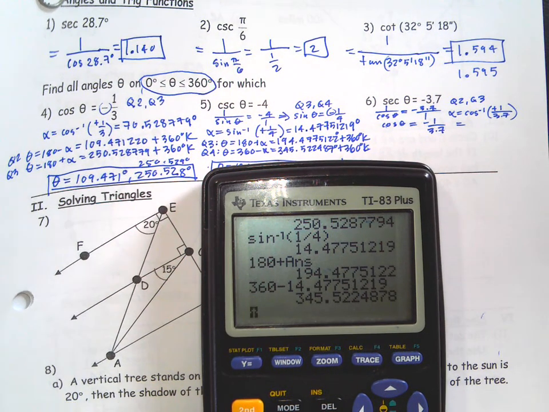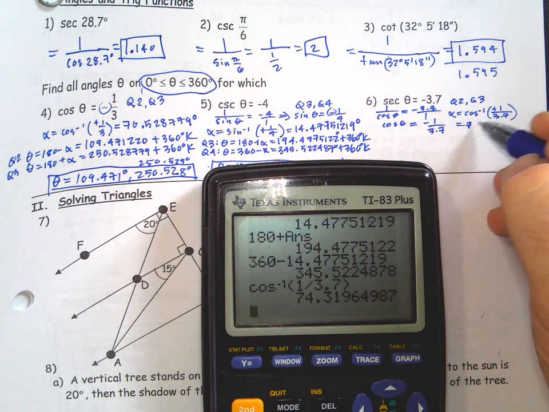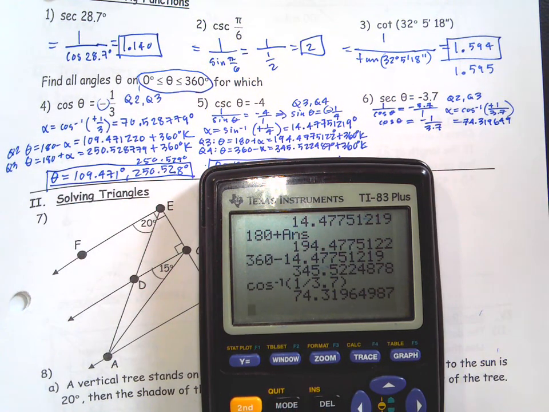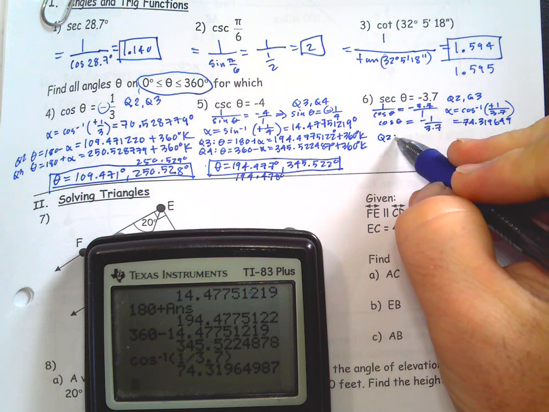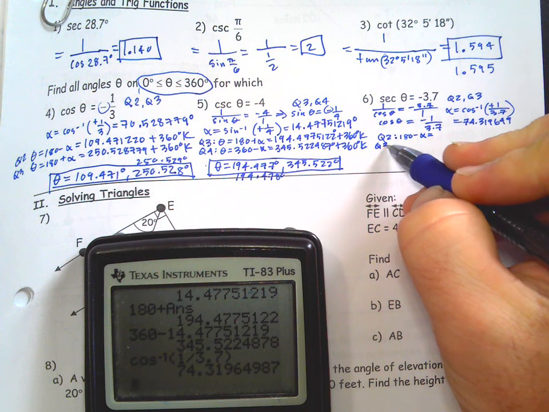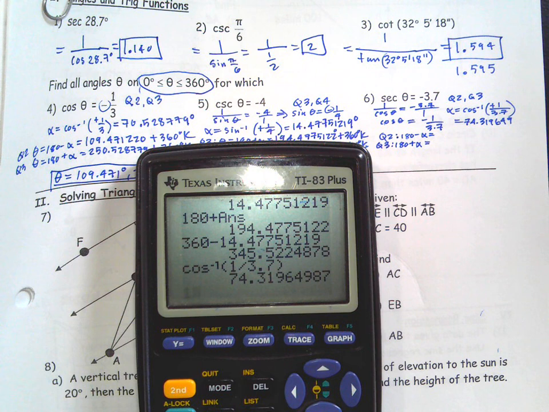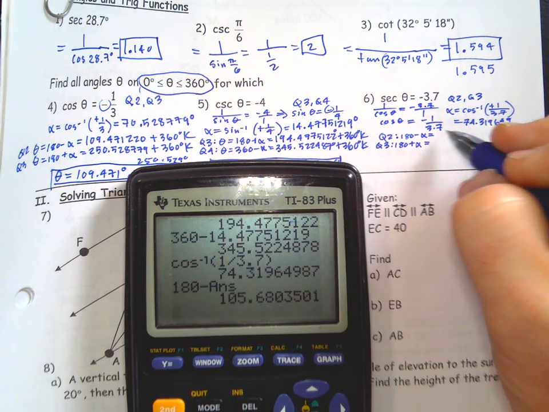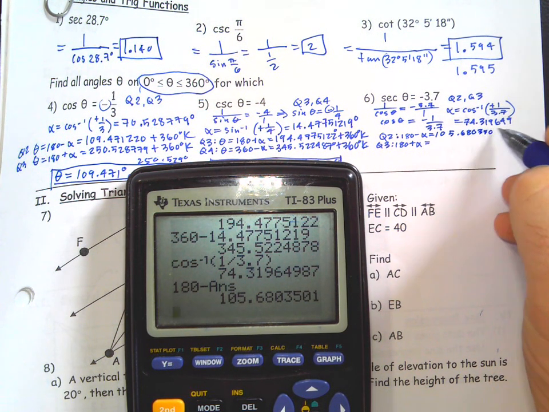So inverse cosine of 1 over 3.7 is 74.319649. Now label your stuff, right? Quadrants and alpha and stuff like that. So quadrant 2 is going to be 180 minus alpha, and quadrant 3 is going to be 180 plus alpha. So 180 minus the previous answer is 105.680350 plus 360k.